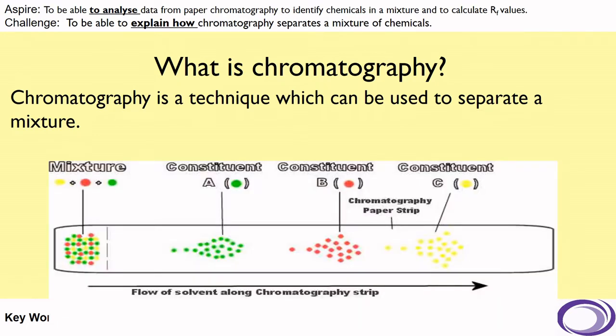Here is an example of what a chromatograph, which is the results that we get from chromatography, could look like. As you can see, the mixture is made up of three constituents, A, B and C, and they have travelled different distances up that paper.